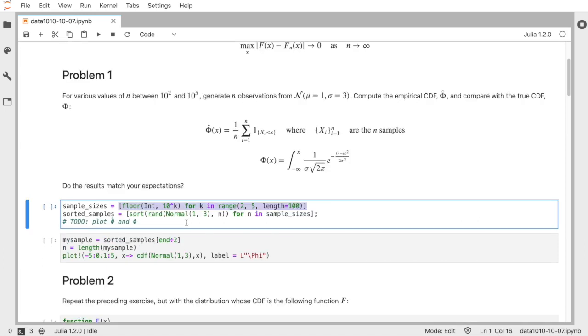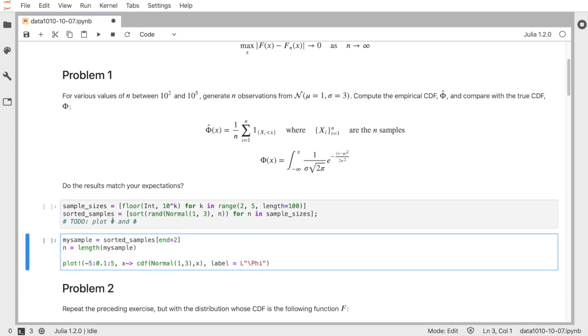So we begin by generating some sizes for our samples ranging from 10 squared to 10 to the 5th, and we come up with 100 of them. And we actually make the samples by calling the rand function. So we supply the distribution that we want the random variables to come from, and then we supply how many of them we want. So we do that for each number of samples in this sample size list. And then we sort them because, as we said earlier, when we make this step plot, we'll want to have the x values sorted.